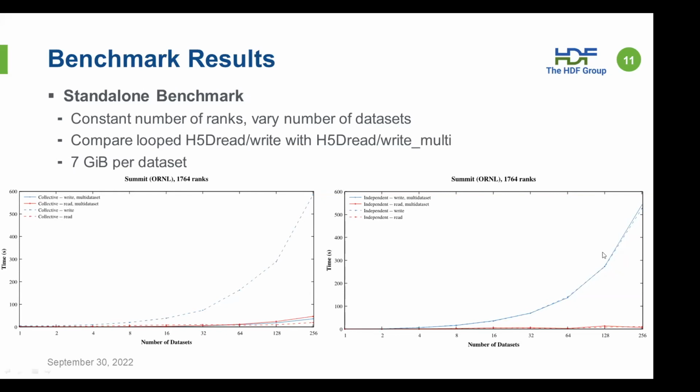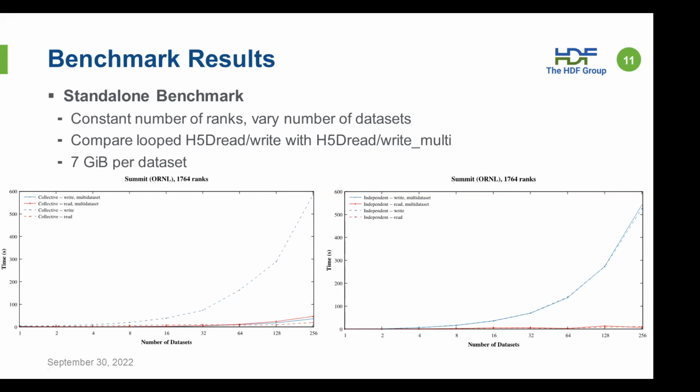So on the right is independent. As you would expect, there's not much difference, because if you call multi-dataset independent, it can't really do anything different. It's still going to have to do each contiguous block one at a time. So you can see there that the lines track each other. But collective is a more interesting case.